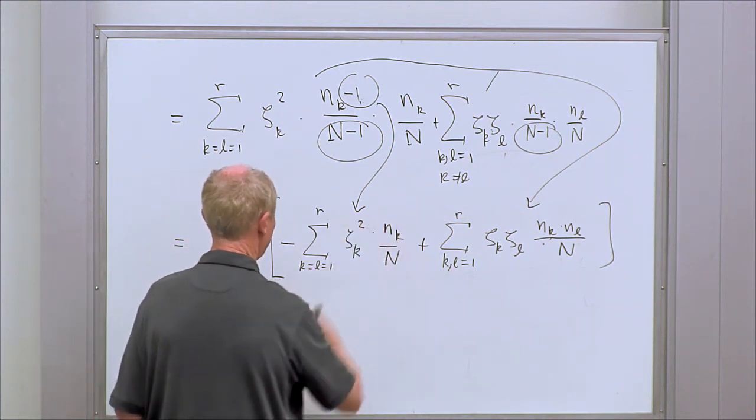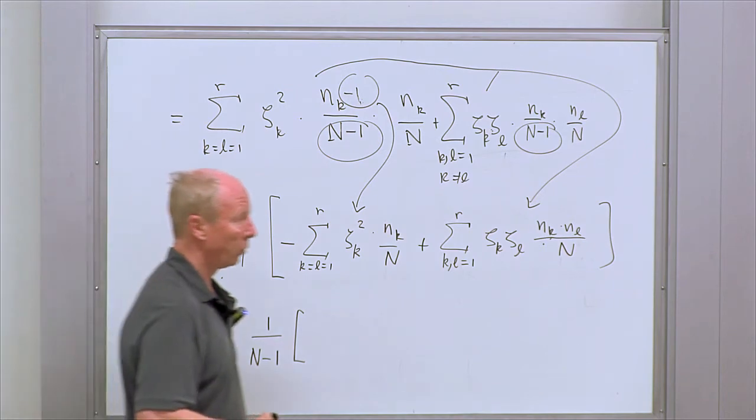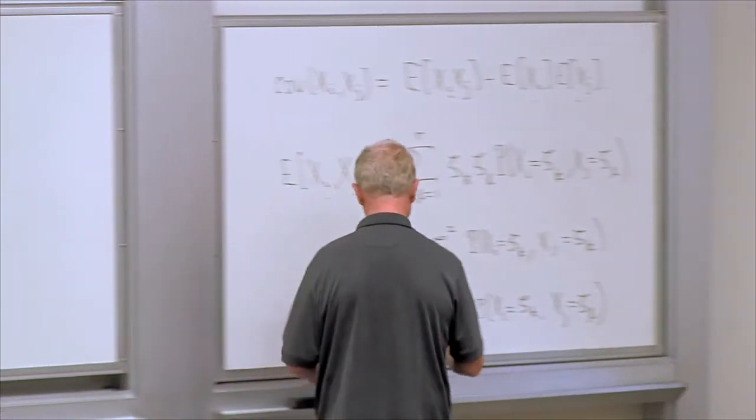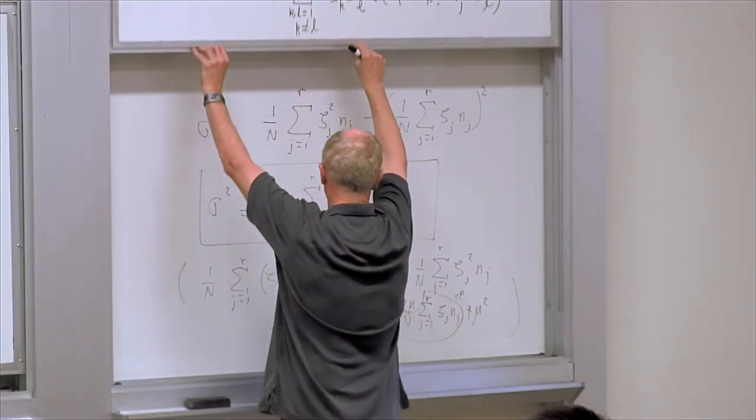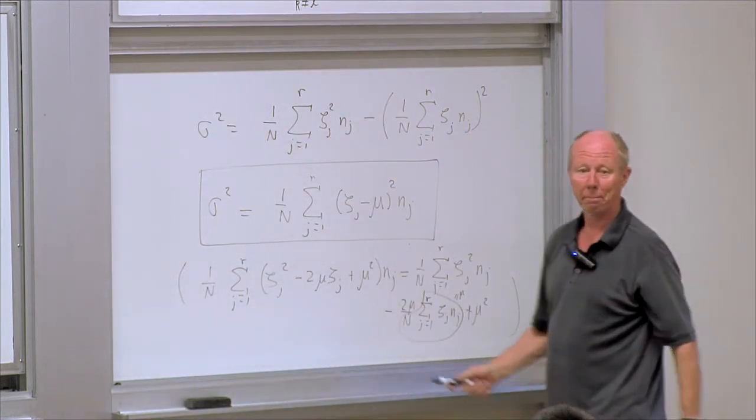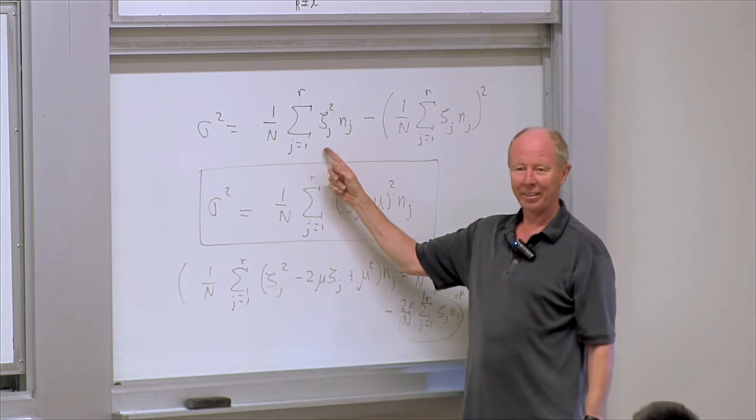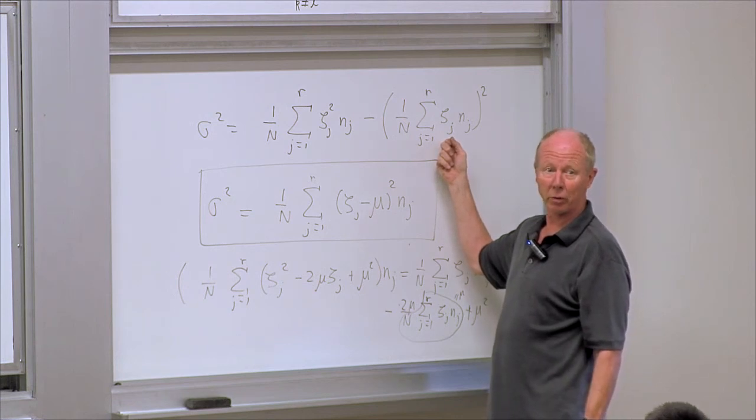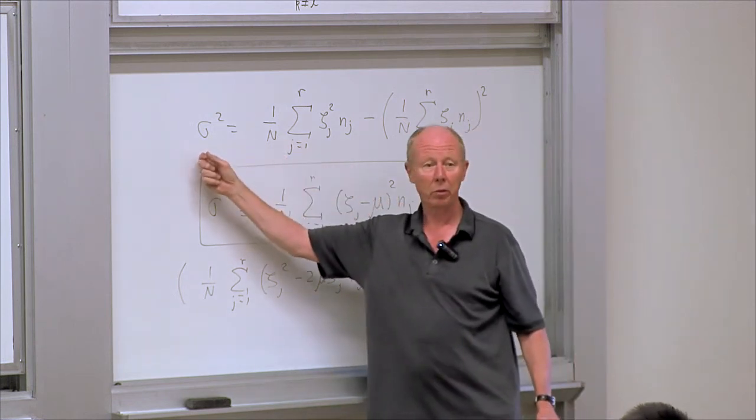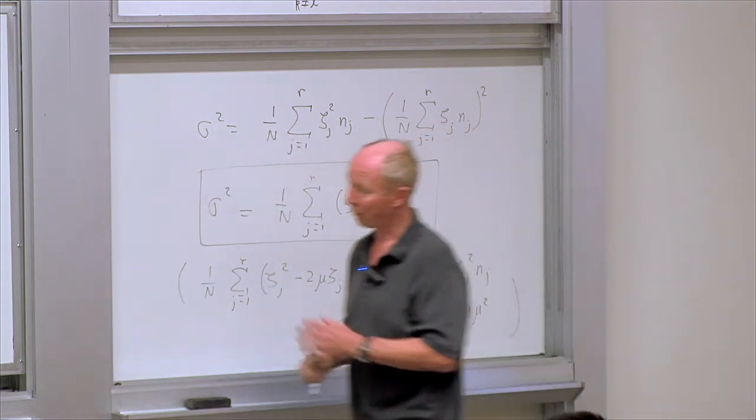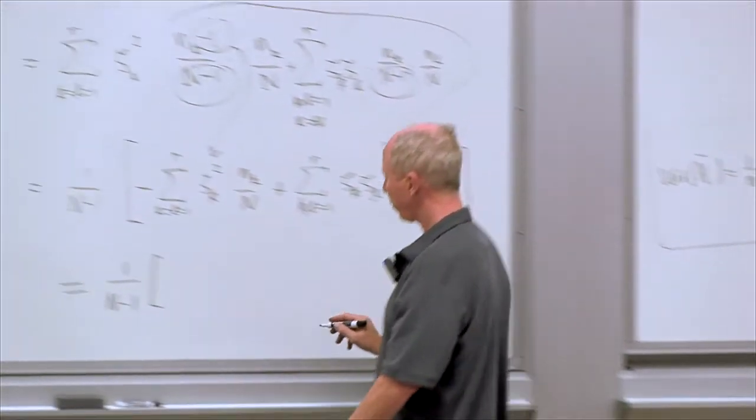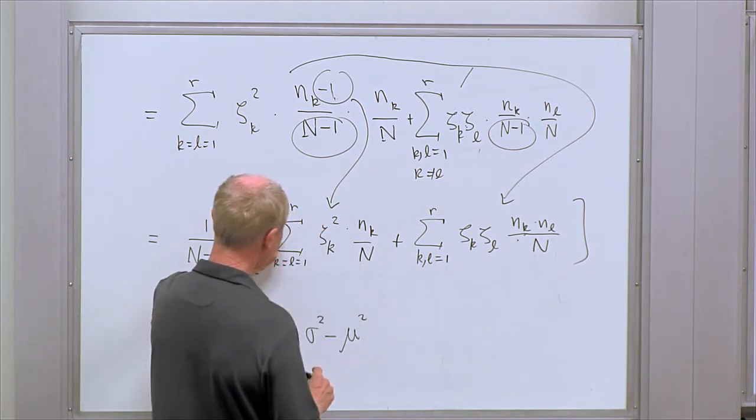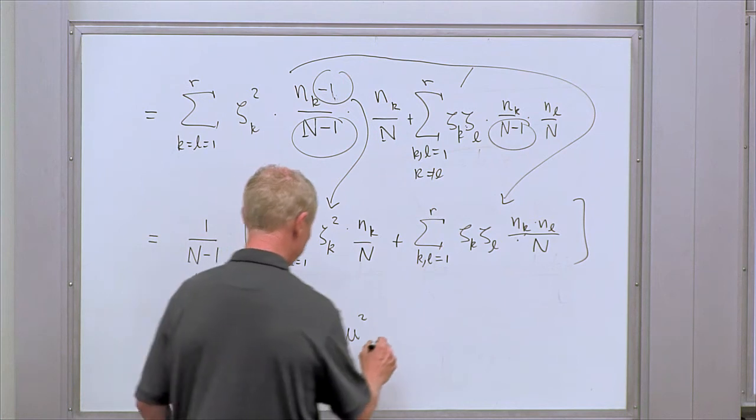Well, what's this thing? It's this, right? And what's this? This is mu squared. So this is sigma squared plus mu squared. This is sigma squared plus mu squared minus, it would be minus sigma squared minus mu squared.